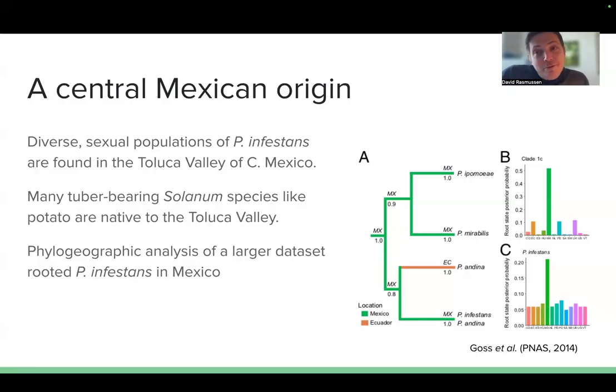So I don't really have a horse in this race. I don't really know if the pathogen arose in the Andes or central Mexico. The interesting thing here is in the tutorial on Wednesday, we'll get to apply our phylogeographic methods and see how much confidence or certainty we should have in either of these proposed origin stories.